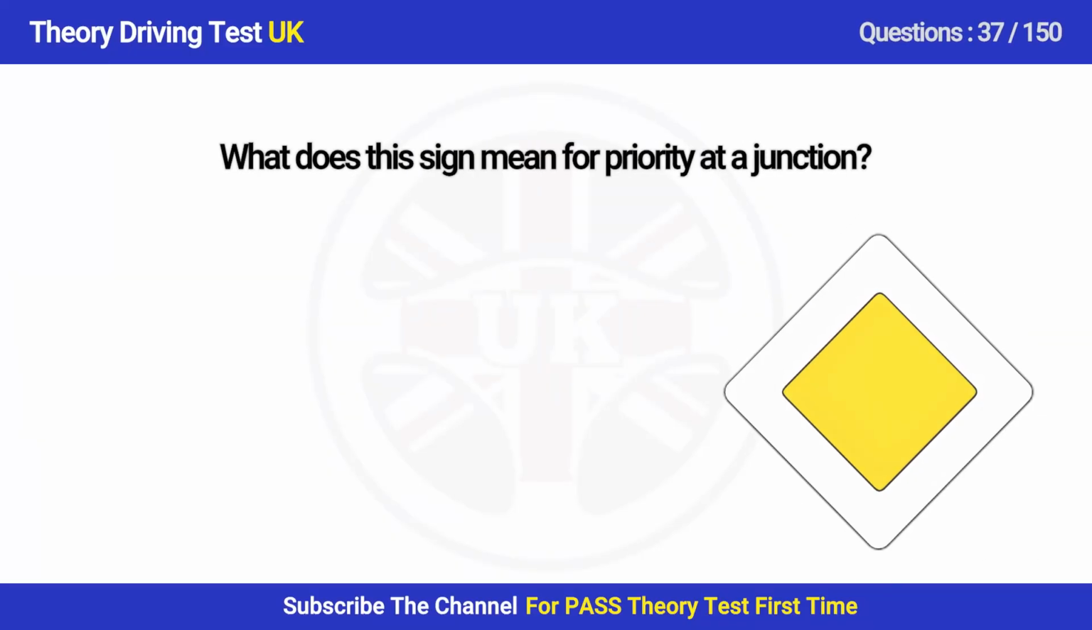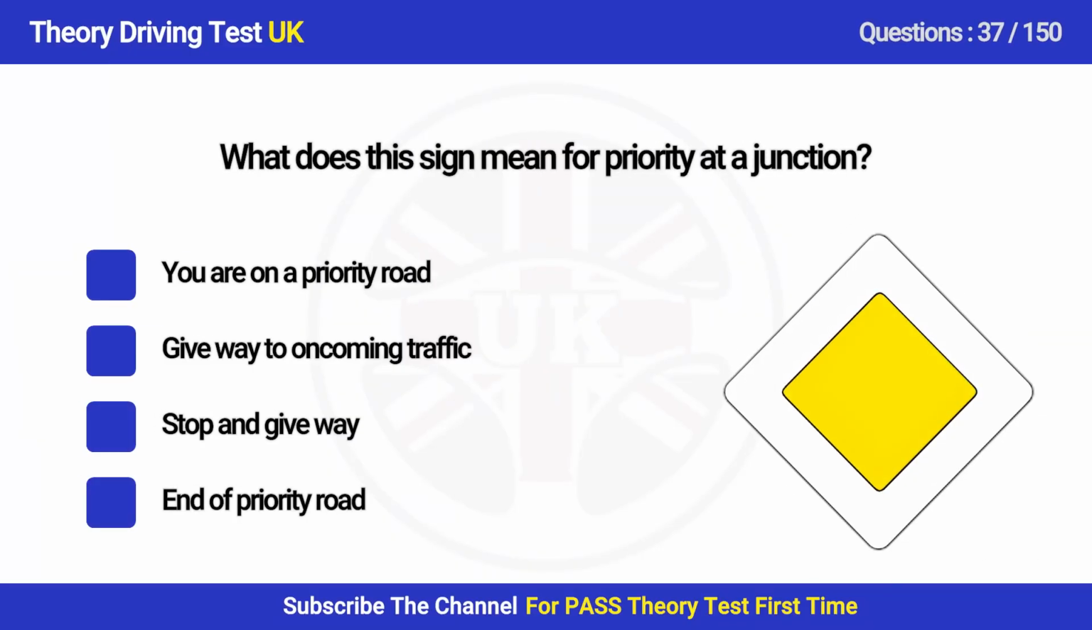Question 37. What does this sign mean for priority at a junction? A. You are on a priority road. B. Give way to oncoming traffic. C. Stop and give way. D. End of priority road.